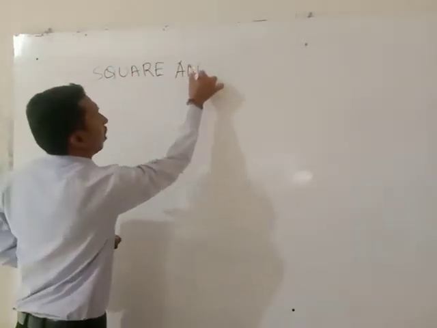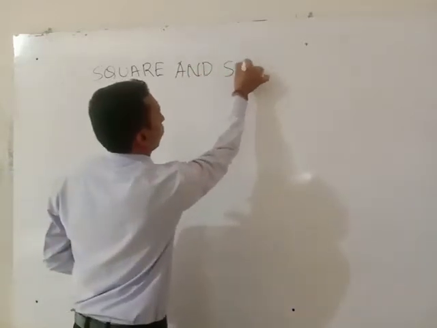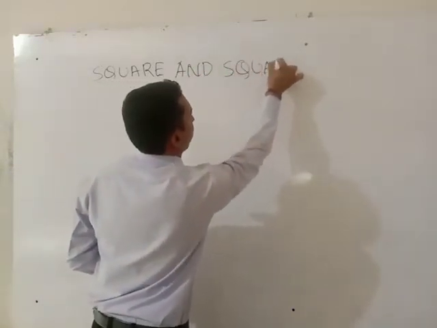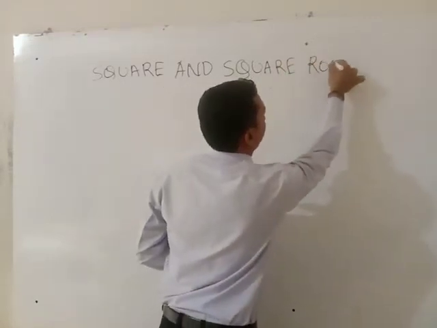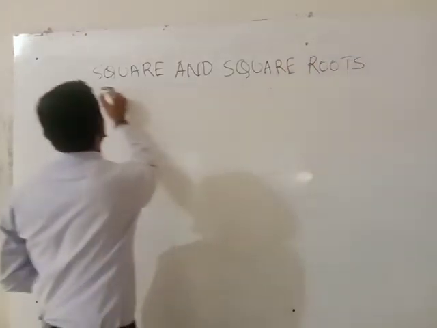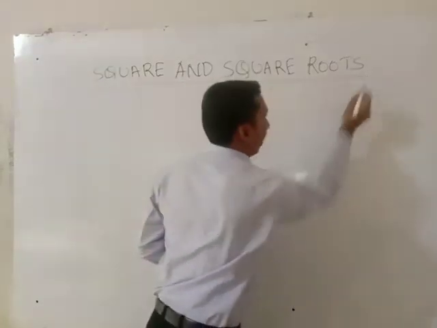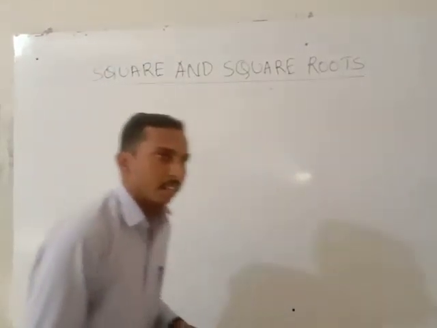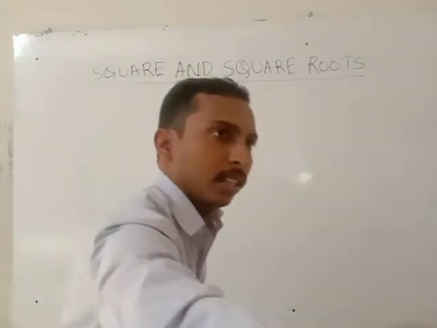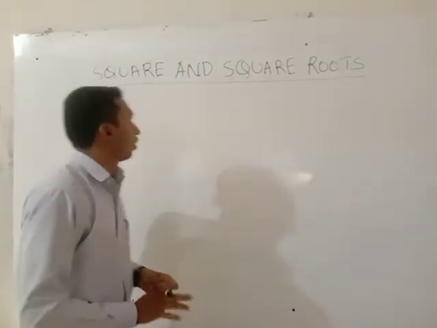So the name of the new chapter is square and square roots. Okay, I think you might have observed this.